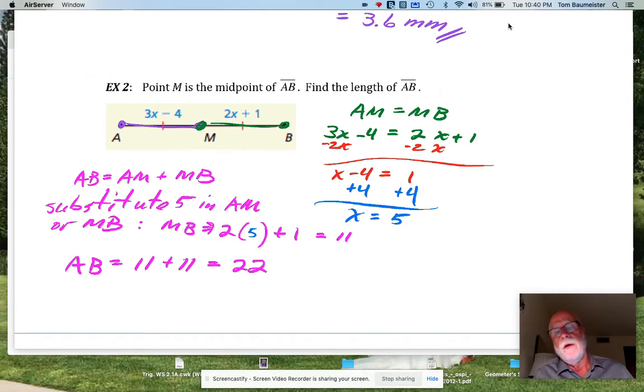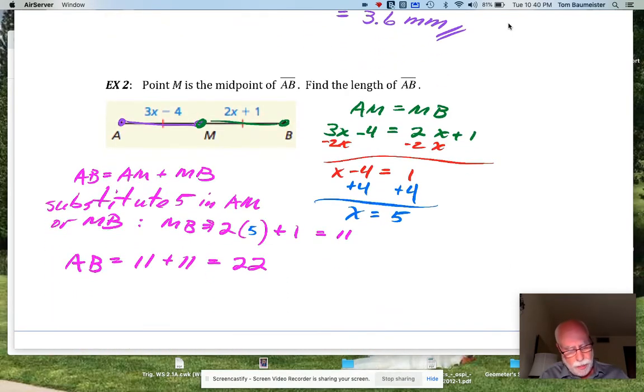Now on this one here, if they don't give you any units, a lot of times on the assessment, they'll want you to put something. If they don't give you millimeters or centimeters or inches or anything like that, you can just always put units.